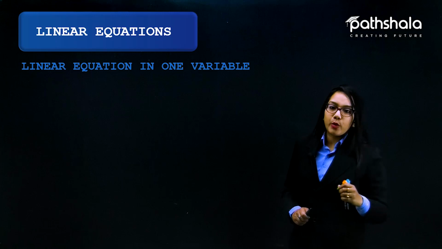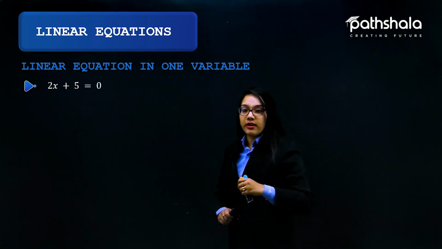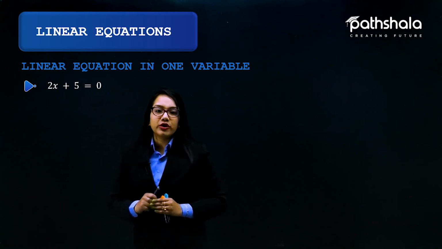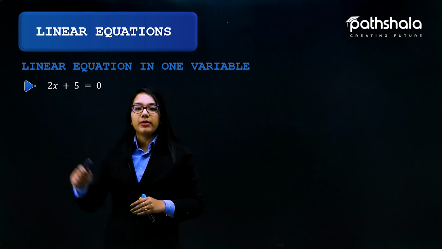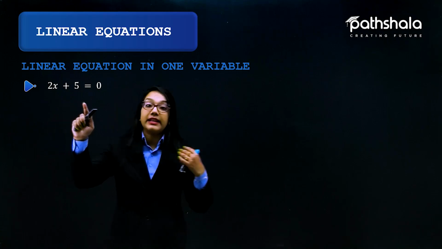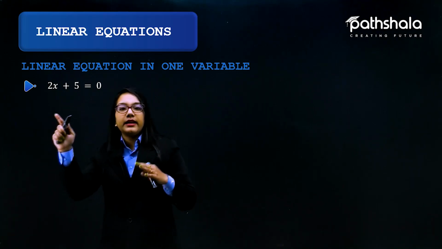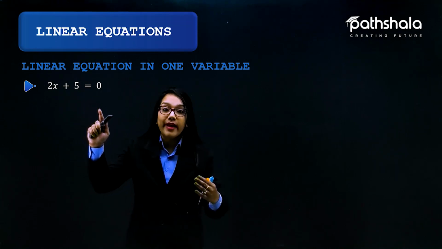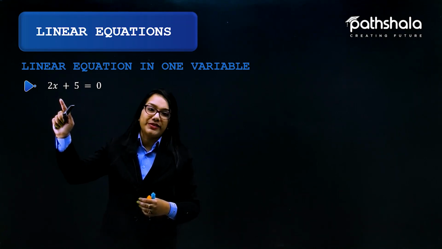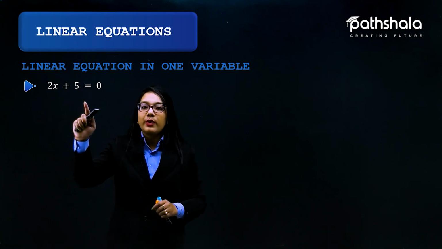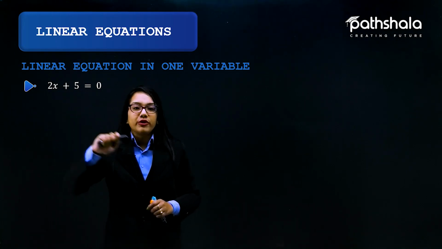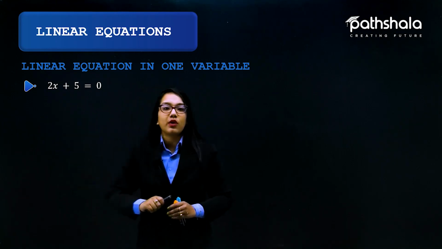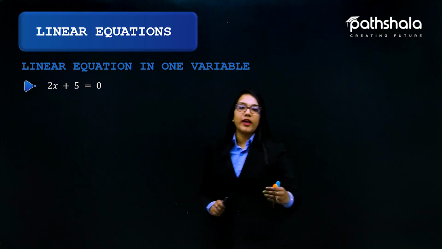So let us suppose I'm talking about a linear equation in one variable as 2x plus 5 is equal to 0. Obviously it is linear. First of all, as we can see, the degree of the variable is nothing but 1 over here. It is an equation because there is a left hand side, a right hand side, and a sign of equality within, and it is one variable because there is only one variable present. So it is linear, it is an equation, and there is only one variable. That is why it is called a linear equation in one variable.